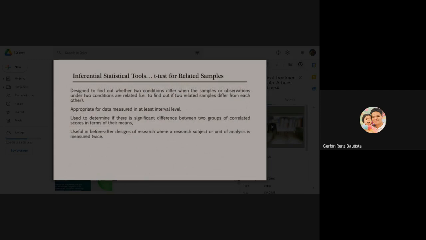The t-test is designed to find out whether two conditions differ when the samples or observations under two conditions are related. That is, to find out if two related samples differ from each other. It is appropriate for data measured in at least interval level. It is used to determine if there is significant difference between two groups of correlated scores in terms of their means. It is useful for before-after designs of research, where a research subject or unit of analysis is measured twice.